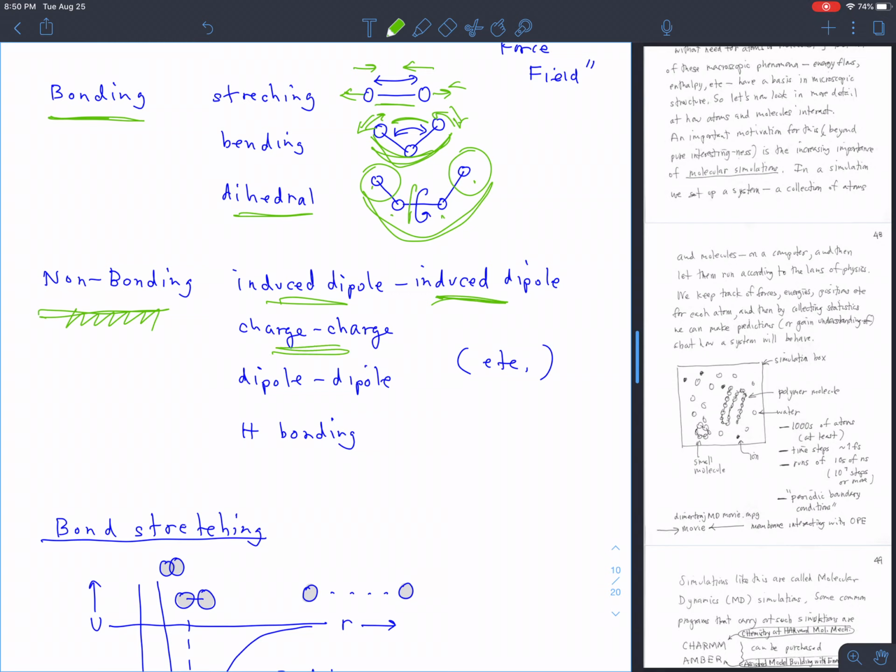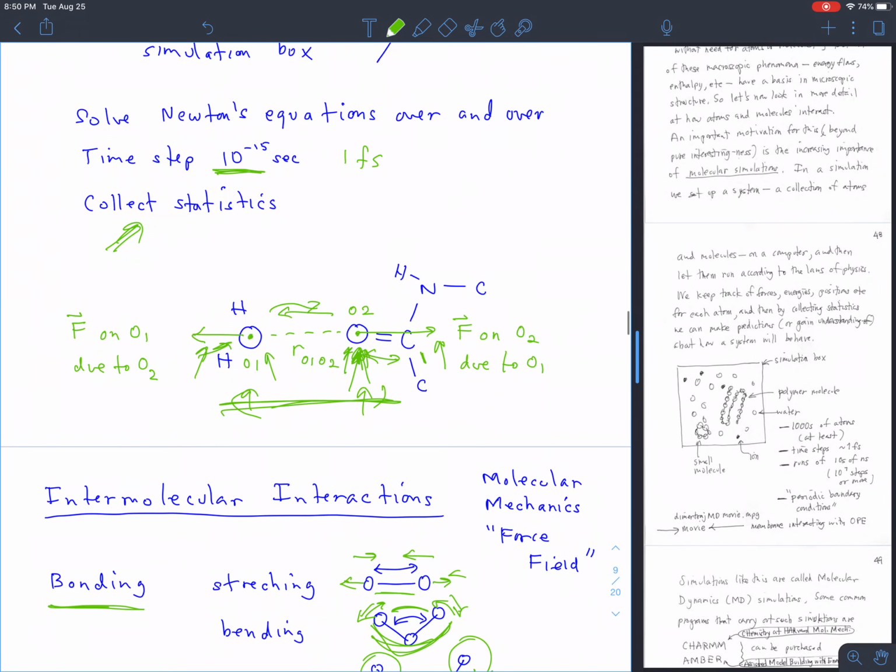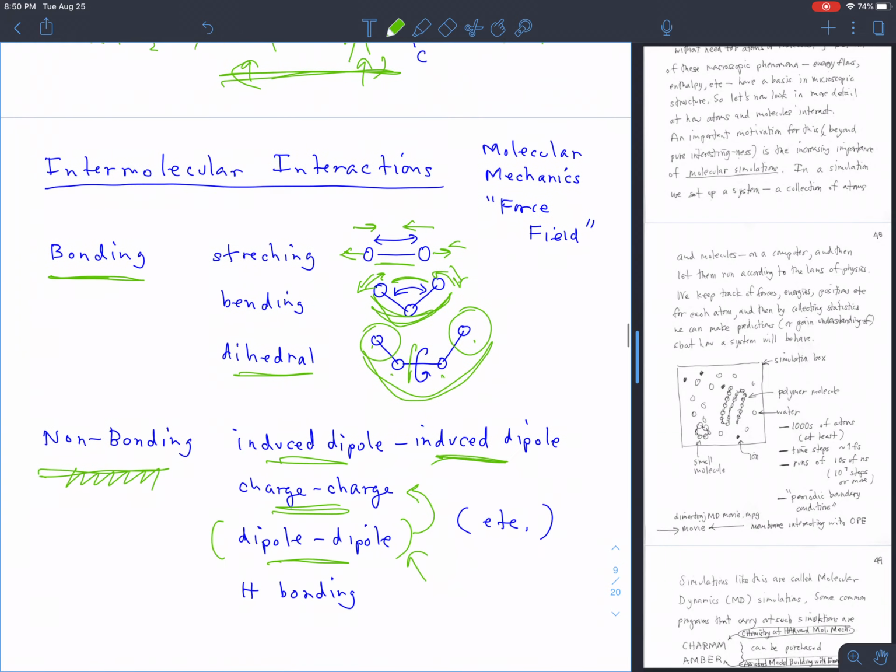Interactions between charges on the molecules. Dipole-dipole interactions, actually, we're not going to talk about those here, because they're really part of the charge-charge interaction, at least that's the way they're treated in simulations like this.